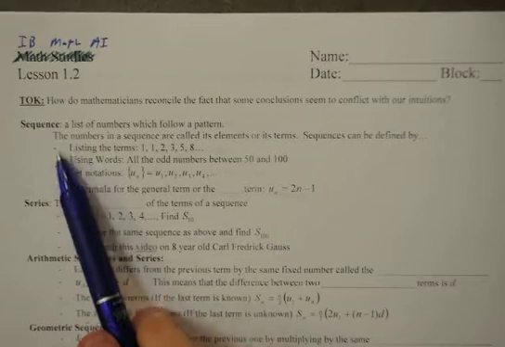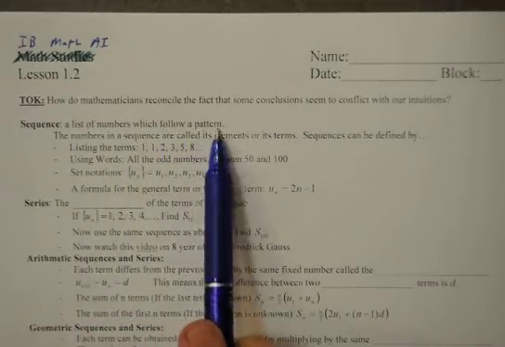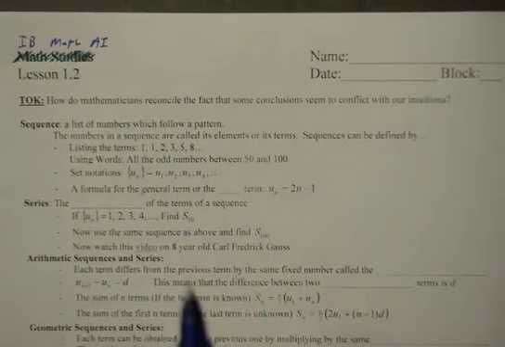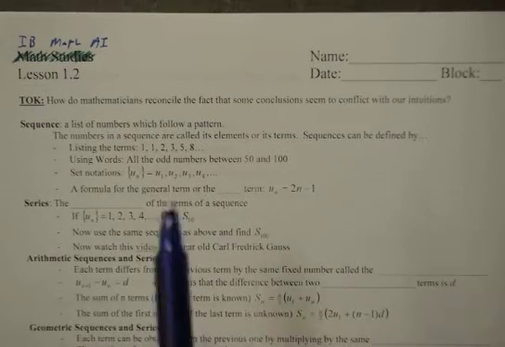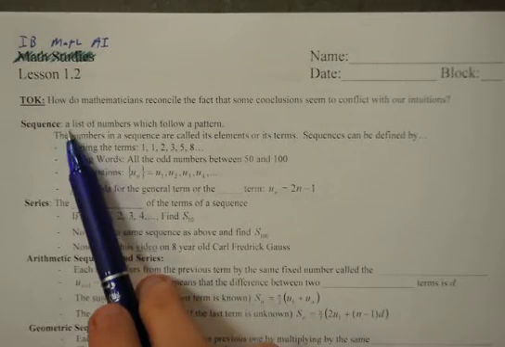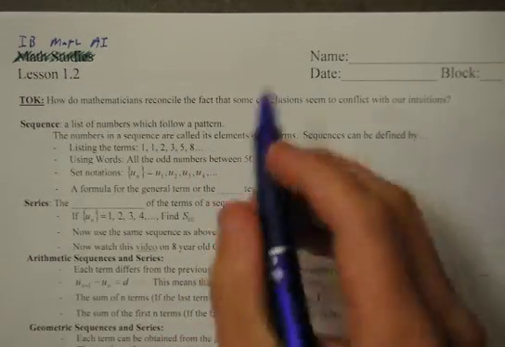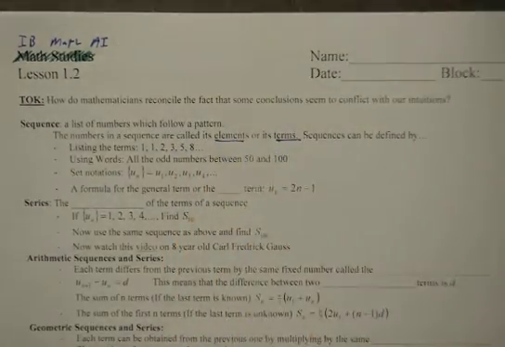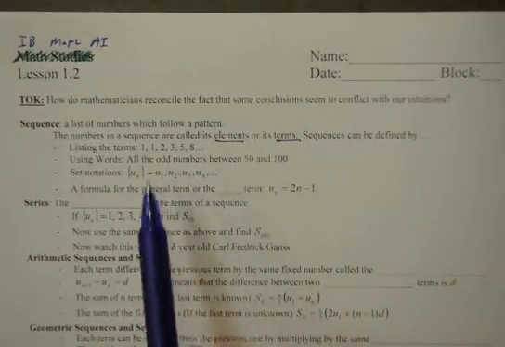Alright, we're in sequences and series today. A sequence is a list of numbers which follow a pattern. One of my favorite sequences is the Fibonacci sequence. I'll give you a presentation of that at the end of the year. The numbers in a sequence are called its elements or its terms. So we got some words there: elements and terms of a sequence. A sequence is going to be defined by, we can just list it out.